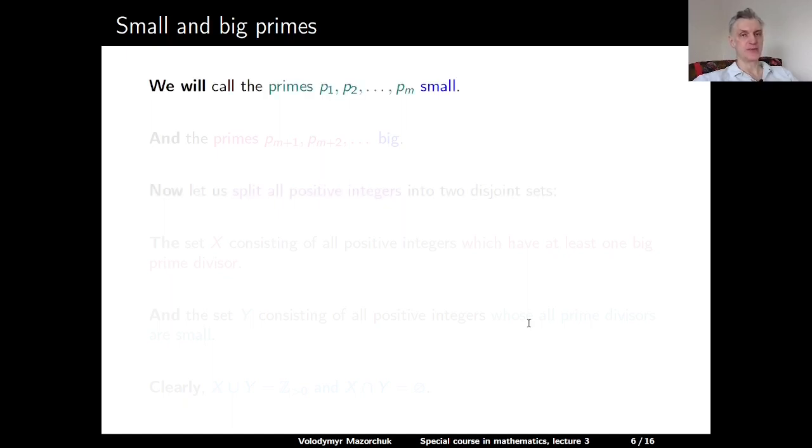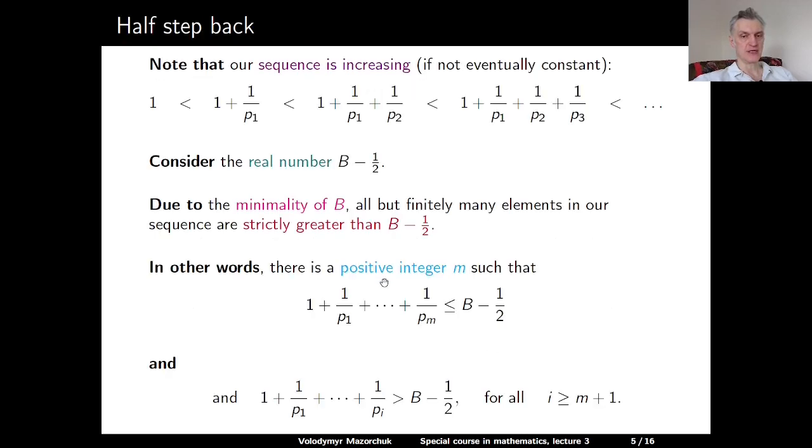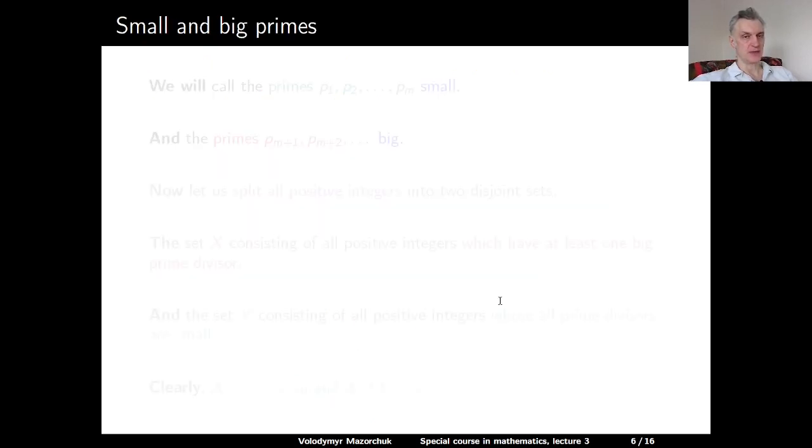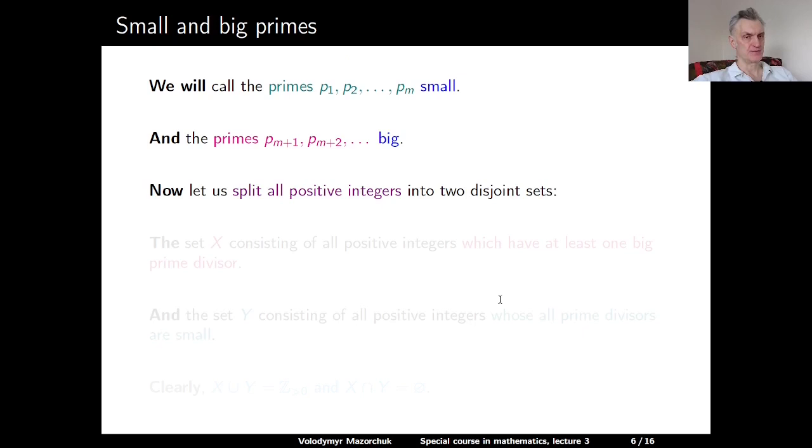We will call the primes p1, p2 and so on pm small. So this m is this m. So the sum of reciprocals of all small prime numbers is less than or equal to b minus 1/2. And we will call primes pm plus 1, pm plus 2 and so on big primes.